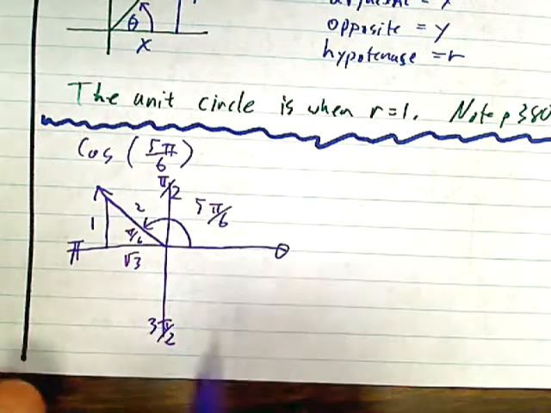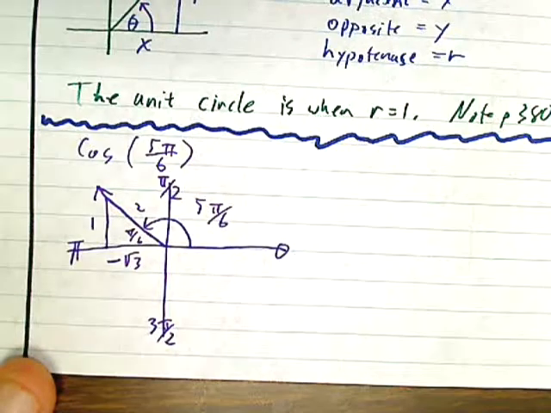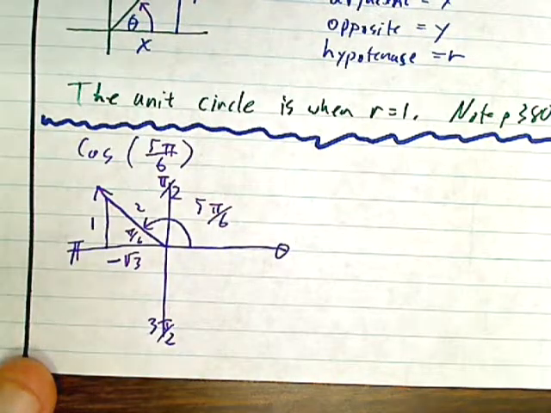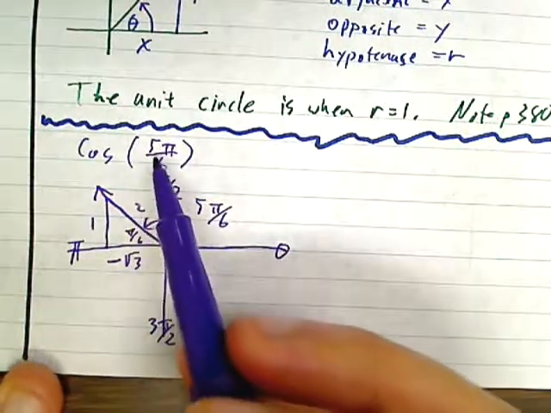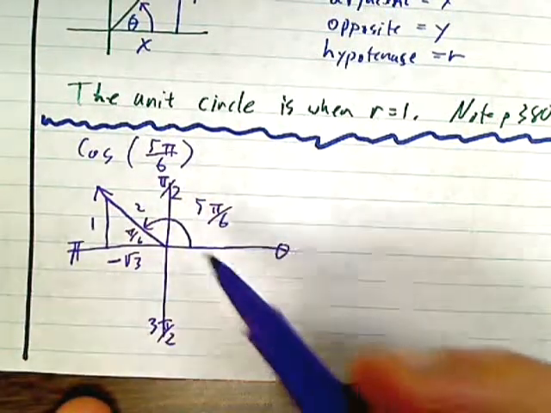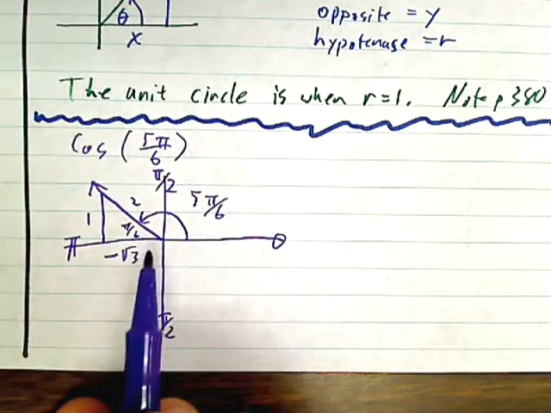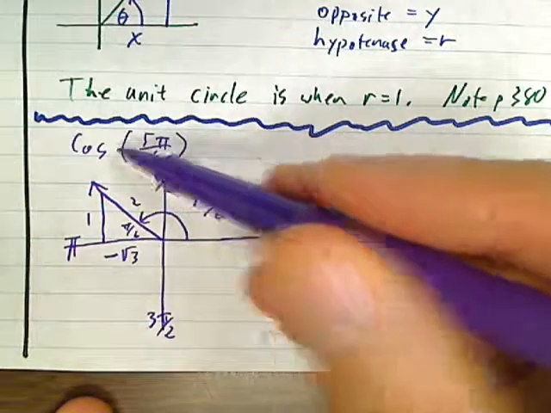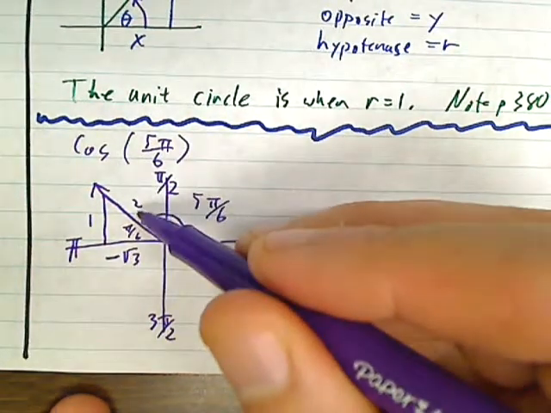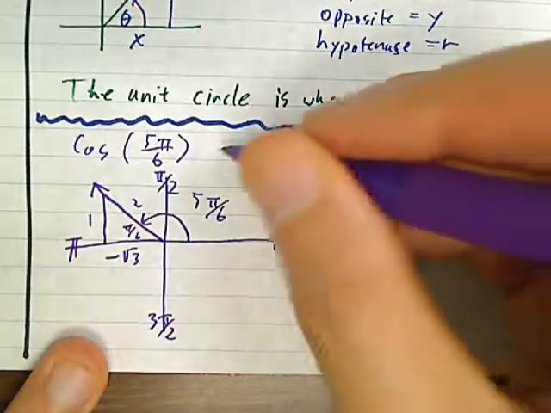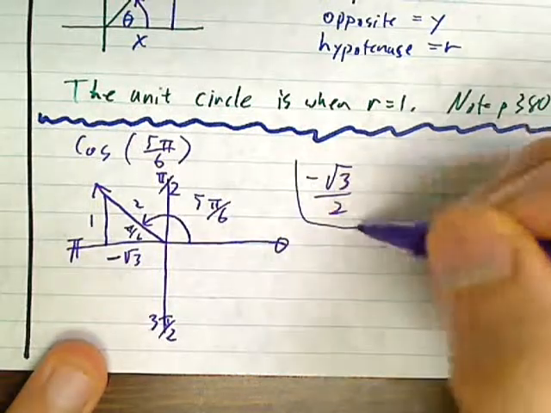And one more thing I need to do before I continue, well, the x-coordinate here is going to be negative. So it'll be negative square root 3. So I've finished drawing my picture. And now, to find the cosine of 5 pi over 6, well, here's my angle, 5 pi over 6. Cosine is the adjacent over the hypotenuse. So the adjacent side is negative square root 3, and the hypotenuse is 2. So my answer is negative square root 3 over 2.